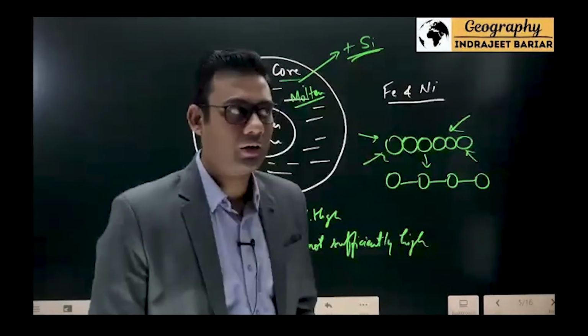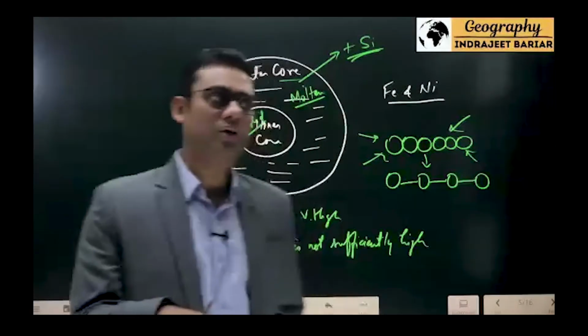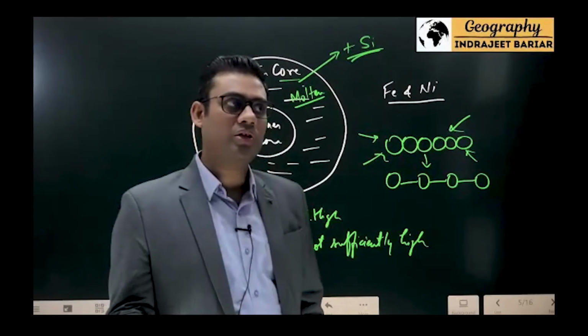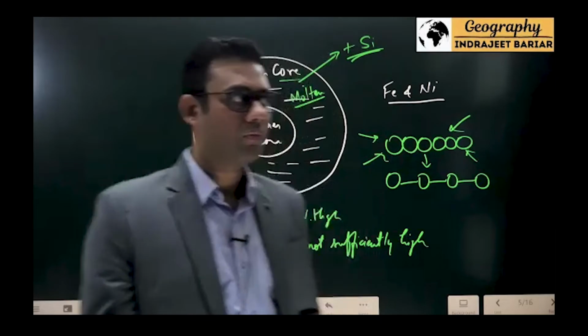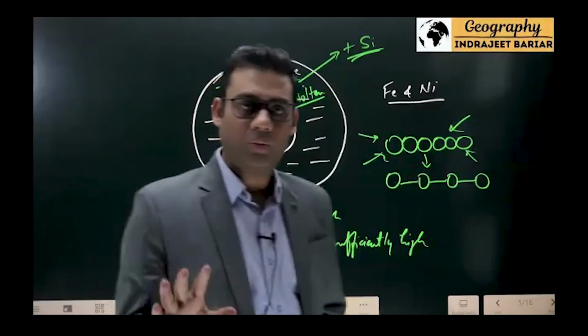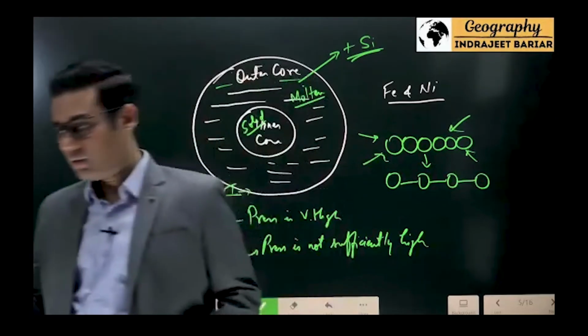Let them ask any layer. Okay, I told you the shortcut. If it is solid, it means pressure dominates. If it is liquid, it means pressure is not sufficiently high, temperature dominates. Got my point? So this would be your next question. Right there, next question.